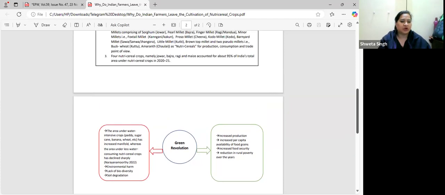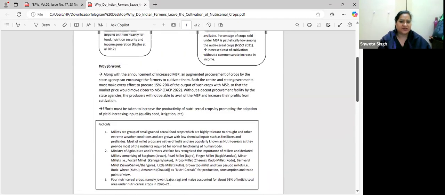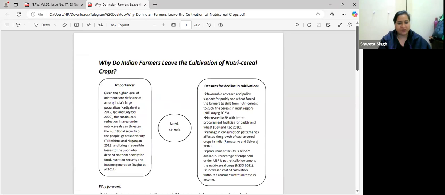Now, if someone is from sociology optional, this information is great for GS, like sociology paper 2, rural agrarian transformation. If you're a GS student in economy, GS paper 3, why do farmers leave cultivation of nutri-cereal crops, which is a massive challenge nowadays in Indian agriculture. And if you get short points like here, it is more than enough information to write a 150 or 250 word answer. I'd like to share one more so that all of you get an idea of what is being done and how we are culminating that.